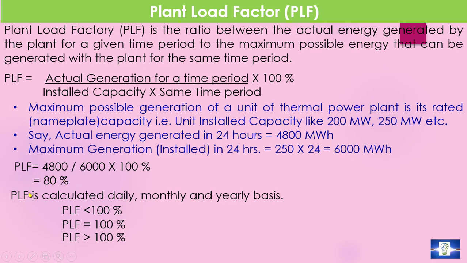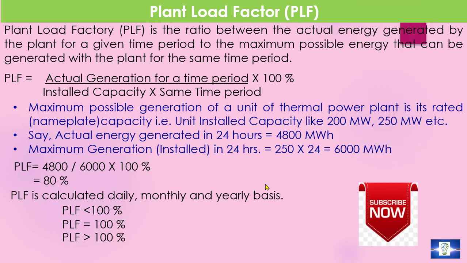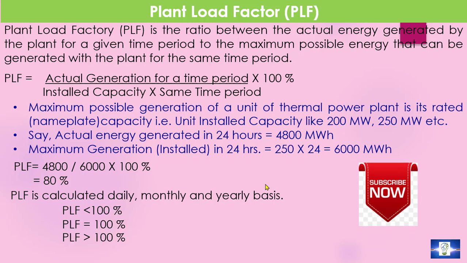This PLF in the plant is calculated on a daily basis, monthly basis and yearly basis. Now I am going to discuss different conditions like PLF less than 100%, PLF equal to 100% and PLF greater than 100%, and their significance. A low PLF, like 50%, 60%, 70%, is bad for the power plant, as it indicates that the plant is not being used to its optimum capacity. This will increase the per unit cost of the power thus generated.